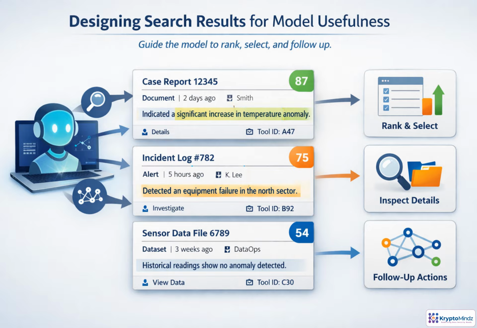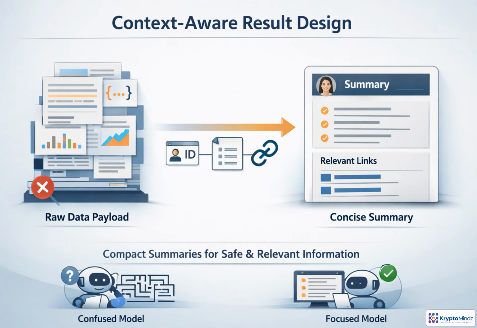More data is not automatically better. The goal is to give the model just enough signal to decide what to do next. For discovery, return compact summaries, stable identifiers, short excerpts, and links. If the model selects an item, a separate detail tool can retrieve the richer record. Full exports or large nested objects should be reserved for explicit requests. This pattern protects the context window, reduces confusion, and makes tool use more reliable because each response matches the decision the model is trying to make.